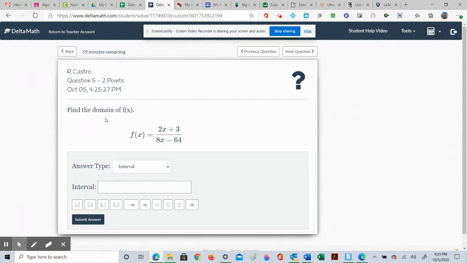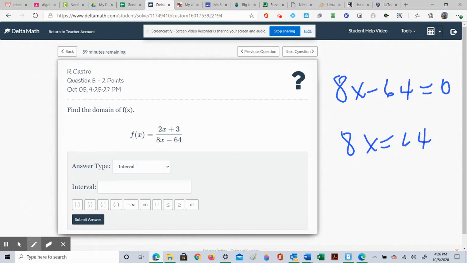All right. So I'm going to try doing this like I did yesterday. I think I can write on here. We'll go to blue. So we've got 8x minus 64 equals 0. Add 64. 8x equals 64. Divide by 8. X is equal to 8. That tells us that's a number we can't have.